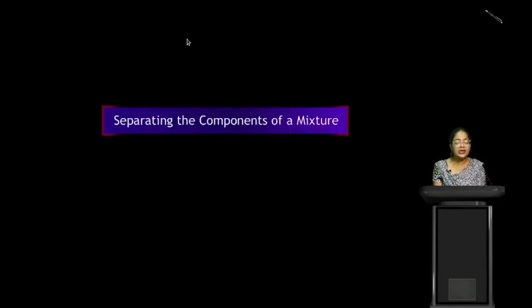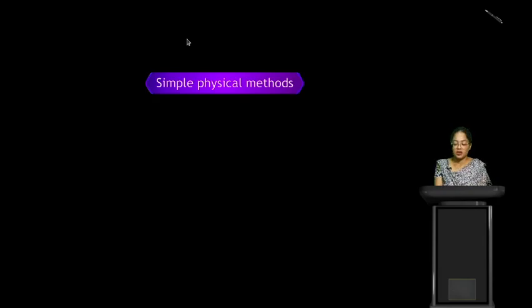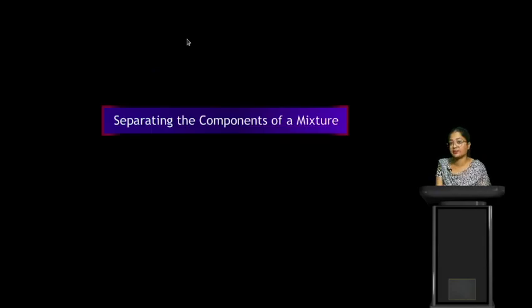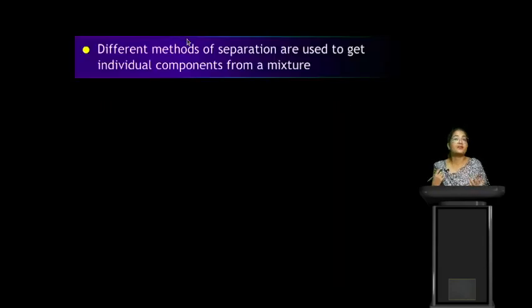So, separating the components of a mixture. Let's see how we can separate the components which are present in the mixture. Again, let's see how to separate them, okay? Different methods of separation are used to get individual components from a mixture. There are several types of methods. Maybe it's a homogeneous mixture or a heterogeneous mixture. There are different methods to separate them to get the individual components from these mixtures.